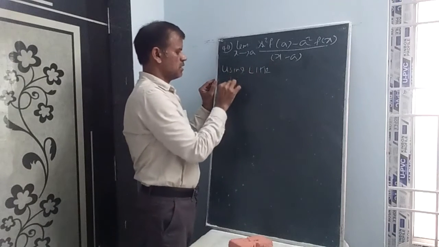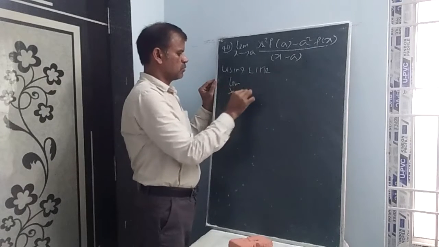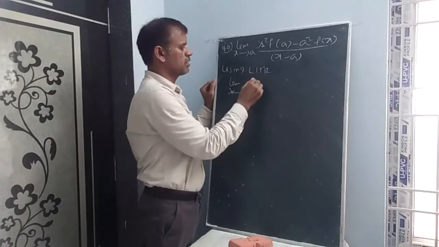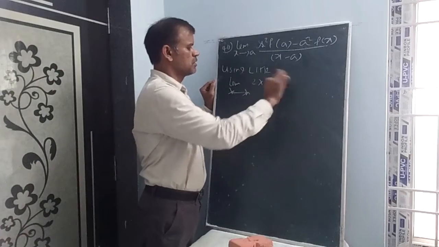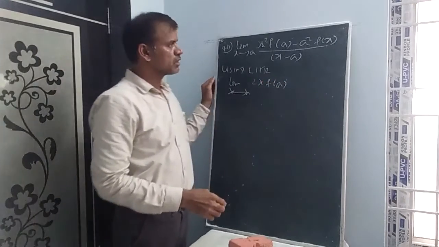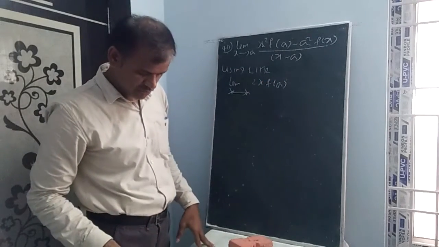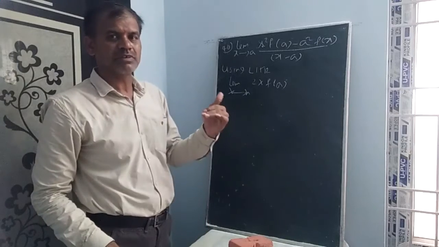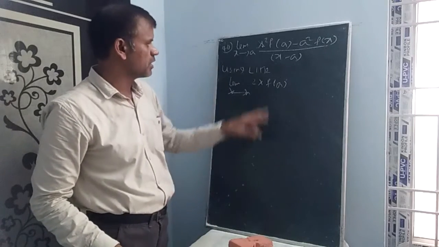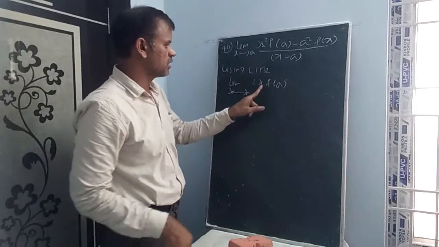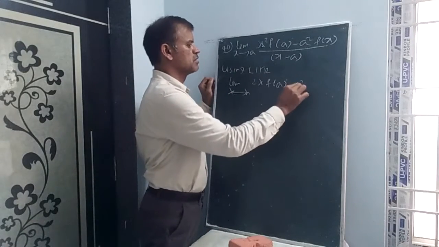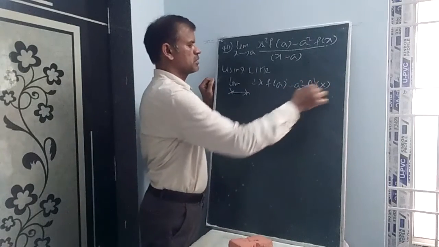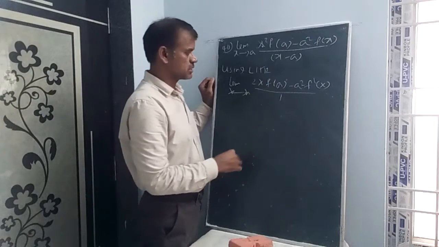Using L'Hospital rule, limit x tends to a, we only calculate the derivative for numerator and denominator. 2x into f of a. Don't use the UV method, because the f dash a value he did not give; it is simply differentiable at x equal to a. So simply calculate the x square derivative, 2x into f of a minus a square into f dash x. That's all, whole by the derivative of x, which is 1.